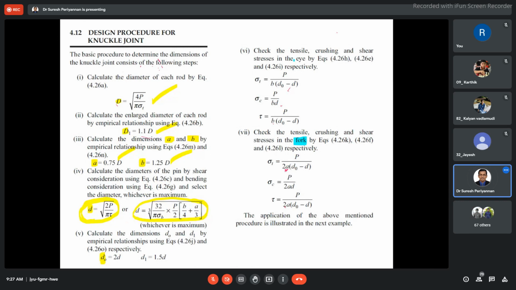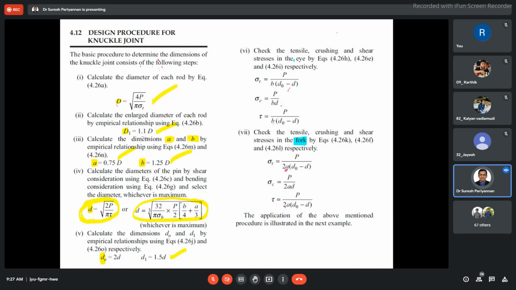Okay. Now calculate the dimensions of D1 and D0. Here also there are standard assumptions. If the standard assumption is given, you can follow the standard assumptions. Otherwise, based on whatever we discussed, you can calculate the dimensions of the fork or eye end. Now these are the relations that might have been given from the design data book. D0, the outer diameter of the fork or outer diameter of the eye, is equal to twice the pin diameter. D1 is nothing but our pin head diameter, 1.5D.